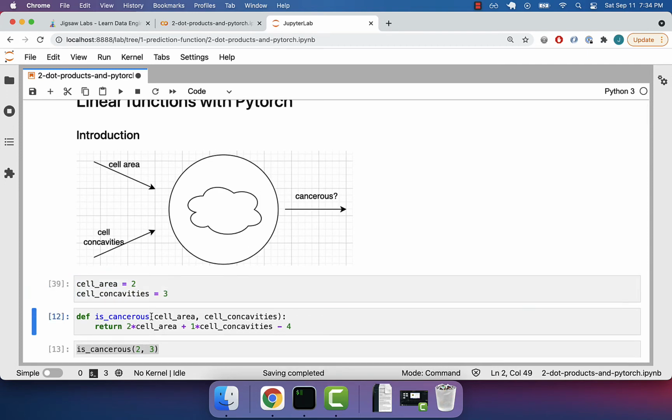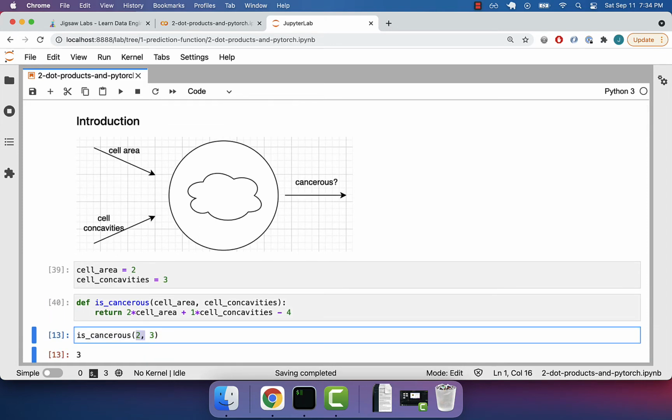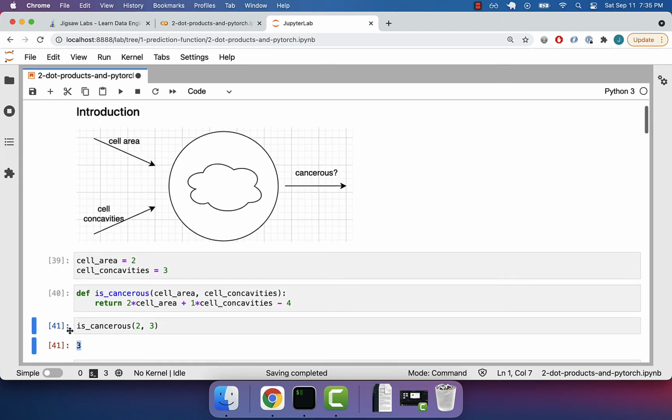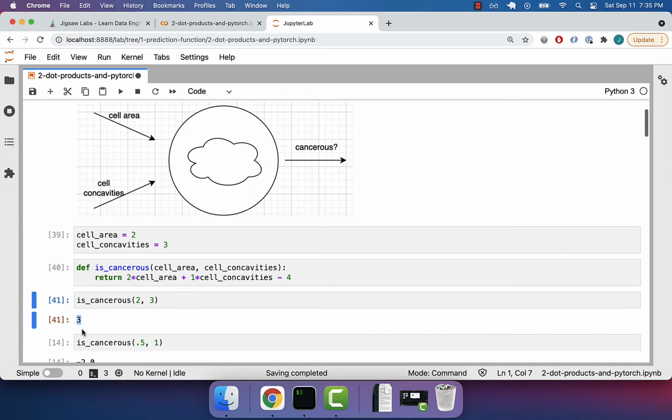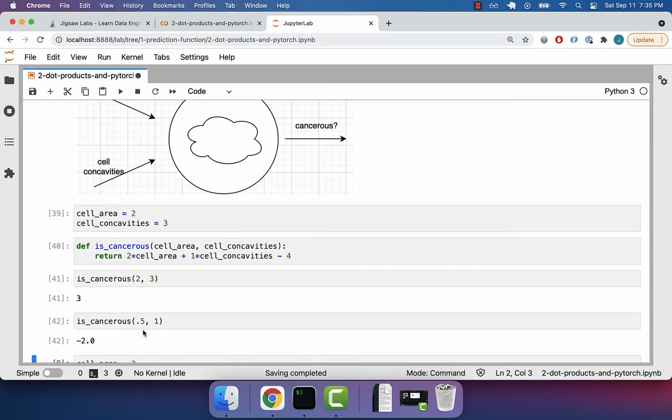We could pass these features through our function, and we multiply each feature by a corresponding weight, and then have this counterbalance of the bias. So when we pass these values, 2 and 3, through our function, we get an output of 3, which means that we predict cancerous. Say we now have a different cell and want to make a similar prediction: is it cancerous or not? And here we predict, okay, not cancerous.